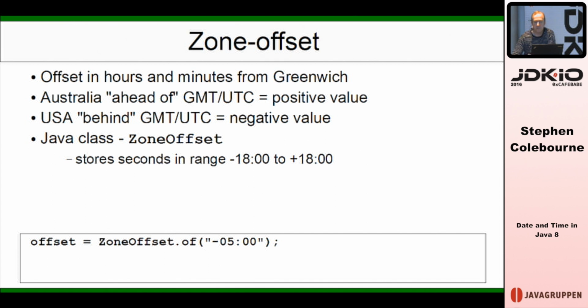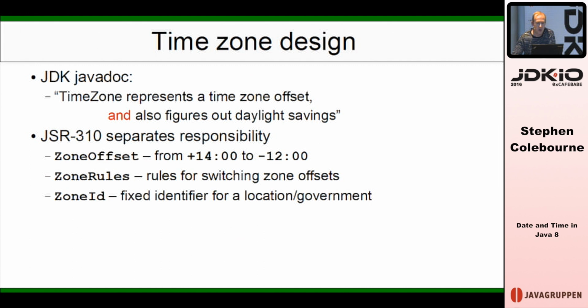So you can create an offset, which is minus 05:00. Go ahead. Why was it plus 14 and not plus 12? Right, okay, so the question is, why is the zone offset from plus 14 to minus 12?